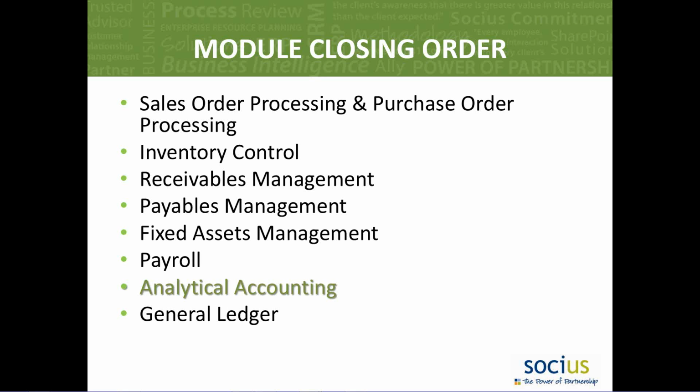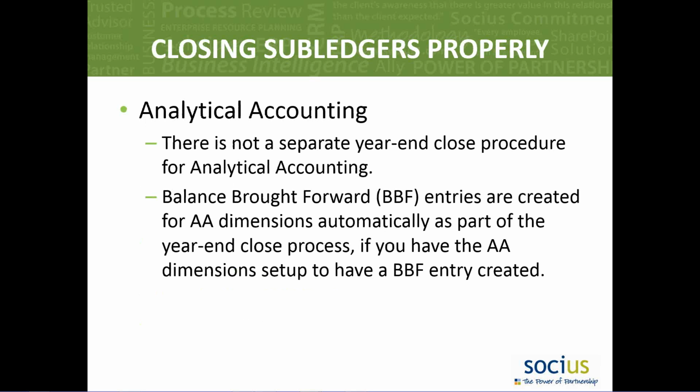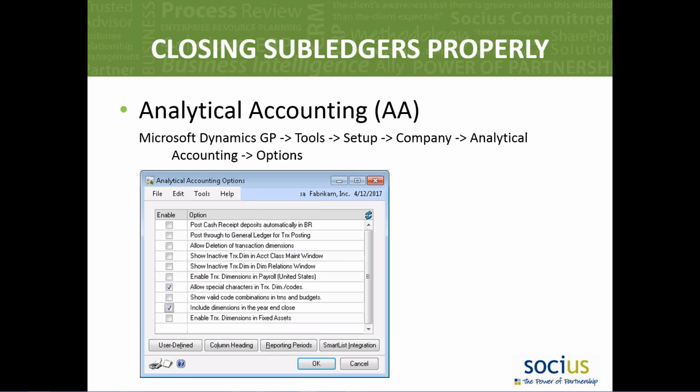All right, so it's time to move on to the analytical accounting module. And this is like sales order and purchase order. There really is no separate year-end close process for analytical accounting. However, balance brought forward entries are created for analytical accounting dimensions automatically as part of the year-end close process if you have the analytical accounting dimensions set up to have a balance brought forward entry created. So I wanted to show you how you do that. Depending on what you're using analytical accounting for, you may want to carry balances forward, or you may want to treat it more like a P&L account and zero it out at the year end.